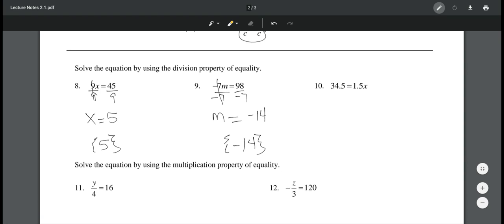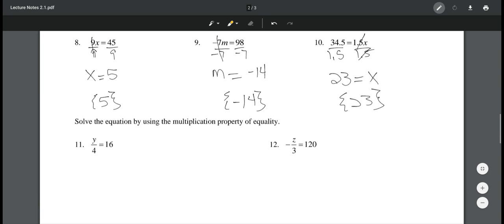In the last example, I need to divide both sides by the number attached to the variable, not the number on the left, but the number that is multiplied times the variable, that coefficient. So I'm going to divide both sides by the coefficient. When I do that, I get 23 on the left, and 1.5 divided by 1.5 simplifies down to 1x. So 23 is my answer for number 10.